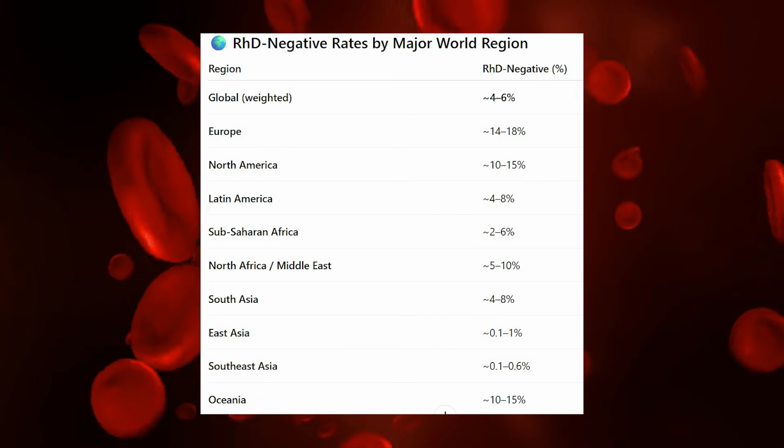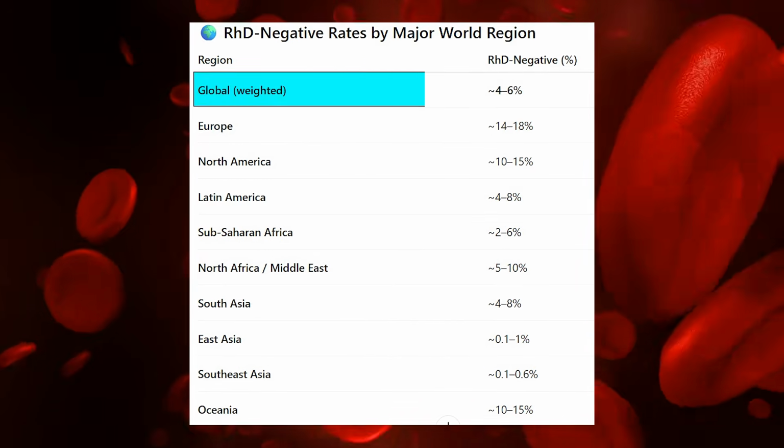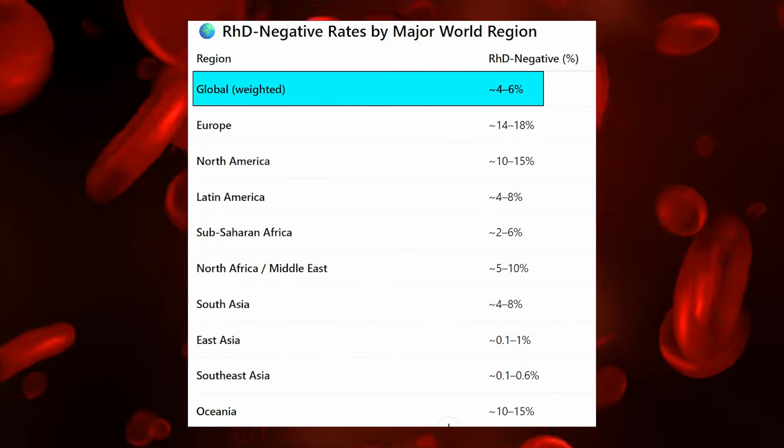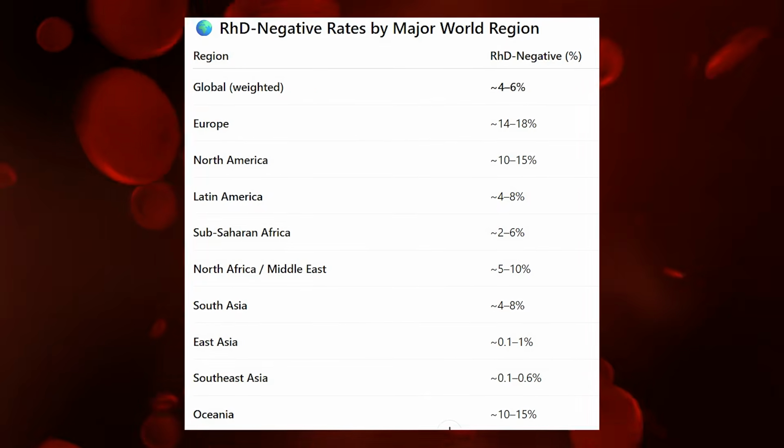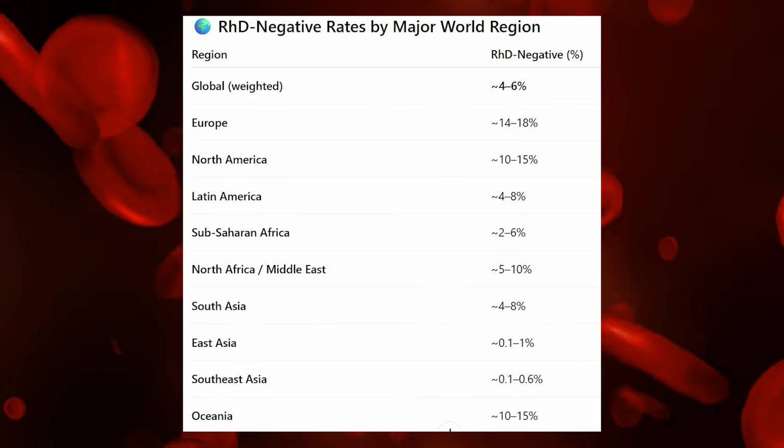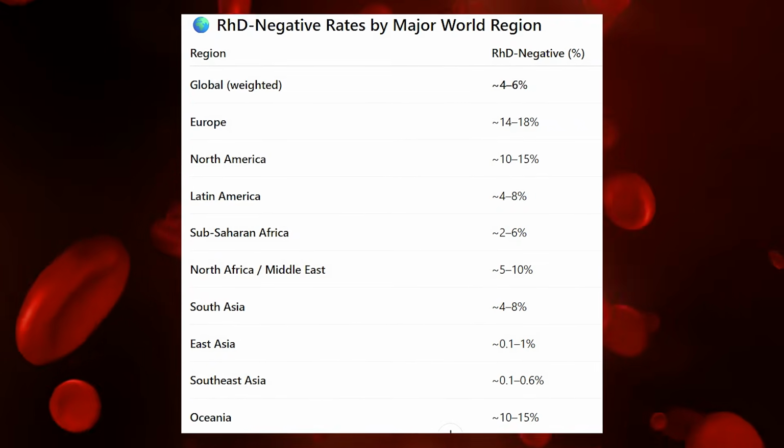Now look at this table. You can see how rare Rh negative is around the world, at only 6% or so. Yet it is elevated in Europe or in places with a lot of European ancestry, such as the United States. But why is this? Well, we'll explore this connection between Rh negative and European ancestry later in the video.